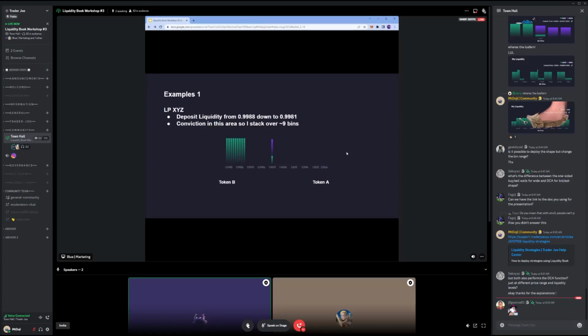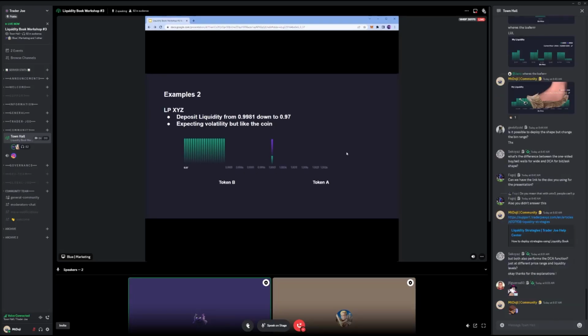So that's an example of deploying single-sided liquidity. And maybe you decided actually over the course of the day, you've seen some news and actually, oh wait, I think this token A is going to go down in value even more than my original expectation.